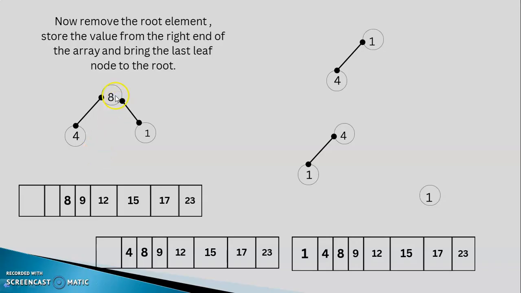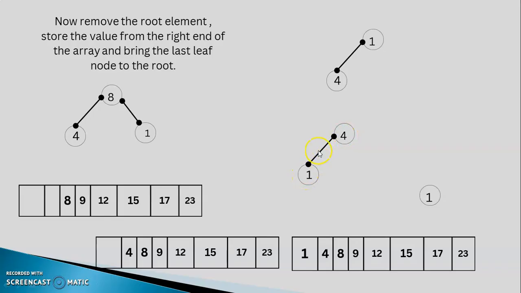So when you place 8 here, the right end leaf node is 1. So this 1 will go to the root node after removing 8. So this is what we got. But when you compare this parent node and children node, this 4 is greater than 1. So we have to do a swap. So 4 will go to the parent node, that is the root node, and 1 will come here.